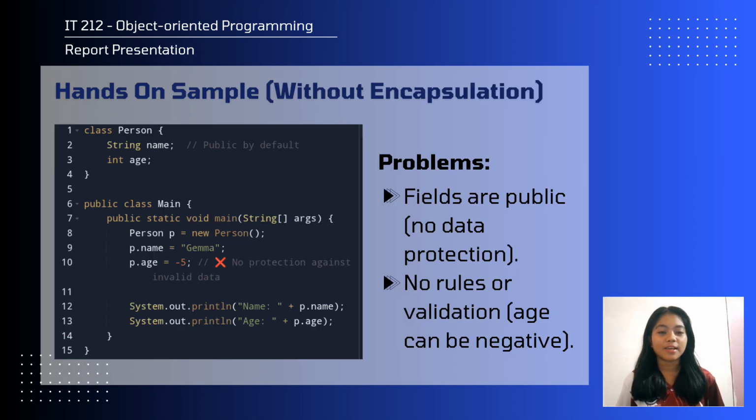We have here a sample code without encapsulation. As you can see, the fields name and age are public, which means that anyone can change them directly. Because of that, the data is not protected, and a user can set the age to a negative number because there are no rules or validation present in the code. So this means that data without encapsulation is not safe or reliable.